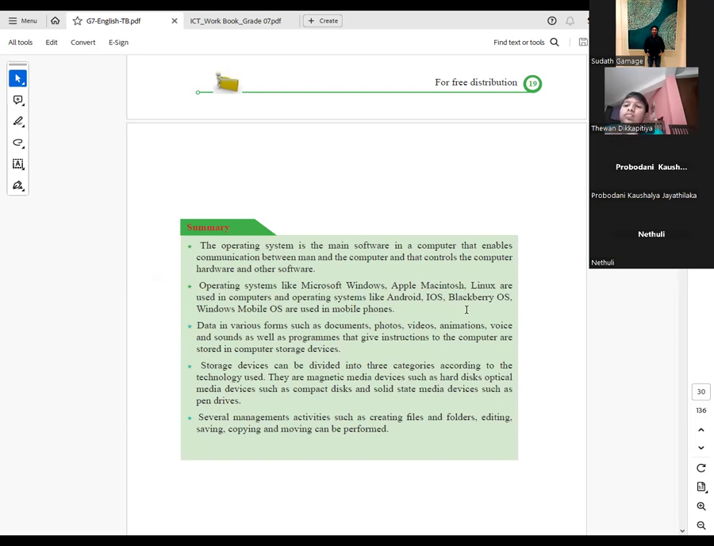Excuse me sir. What type of storage device is an external hard disk? External hard disk is a magnetic media. Okay, sir. So when it is an SSD, there can be an SSD hard disk. Now I am talking about the normal hard disk. So it's a magnetic device. If it is an SSD hard drive, it's a solid state device.